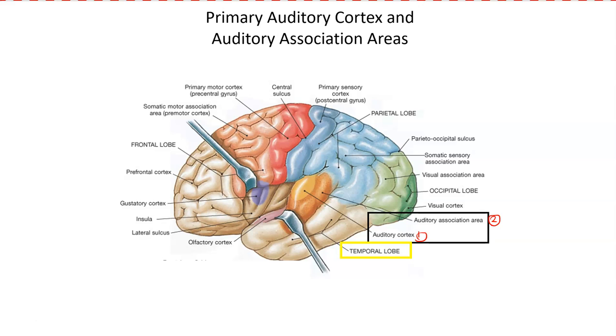So a person who has damage to the primary auditory cortex may simply not have any hearing at all. That person may be deaf. But a person who can hear but not understand what they're hearing may have damage done to that association area. So imagine being hit in the head by a baseball, having a stroke, any kind of brain tissue damage here may impair a person's ability to recognize sounds that they hear.